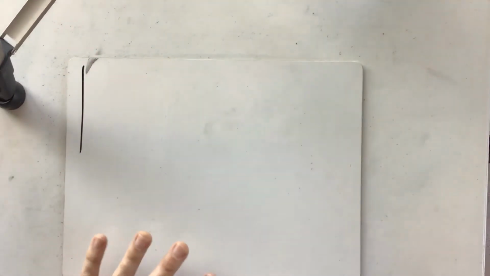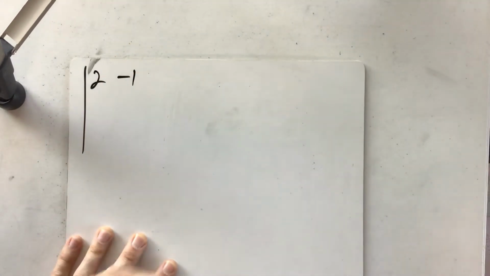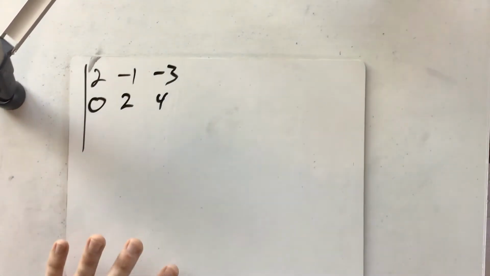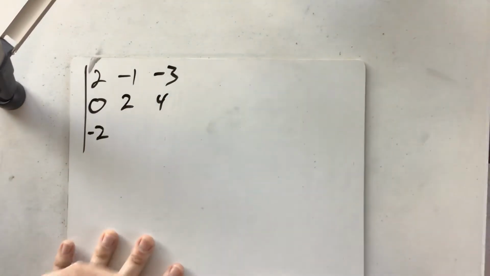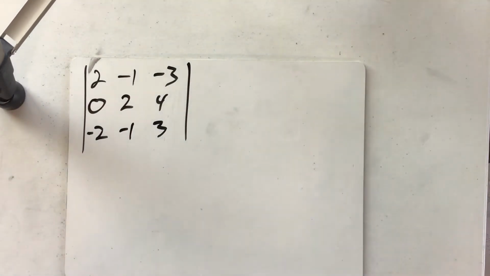So let me write down the problem again. 2, -1, -3, and then 0, 2, and 4, and then -2, -1, and 3. So I believe those are correct numbers.